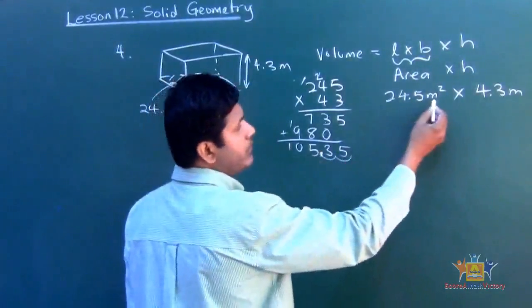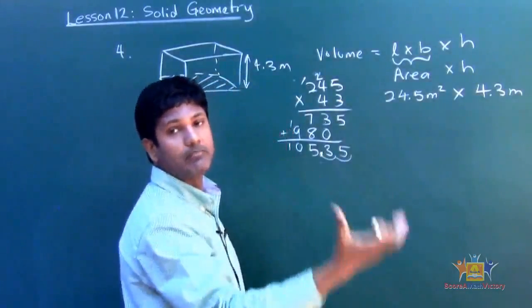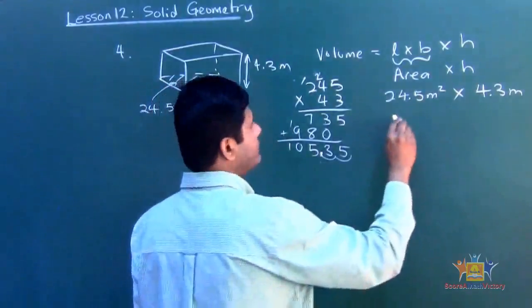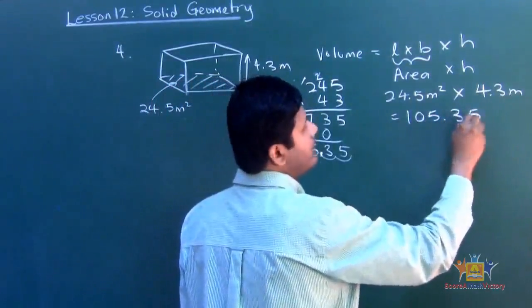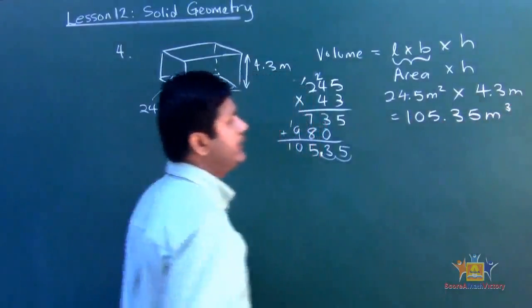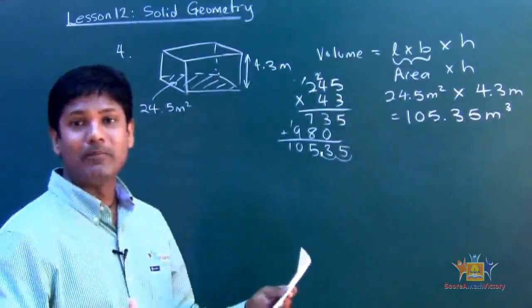Now remember, multiplying meter squared with meter gives you meter cube, because you're finding the volume. So the answer should be 105.35 meter cube. Very important, cube. And that's the answer for problem number 4. Alright, let's do problem number 5.